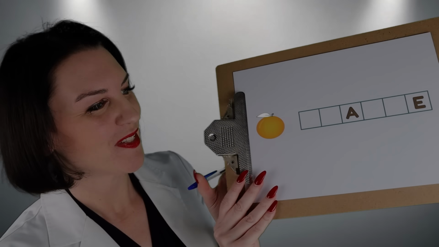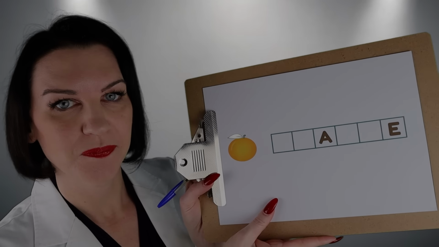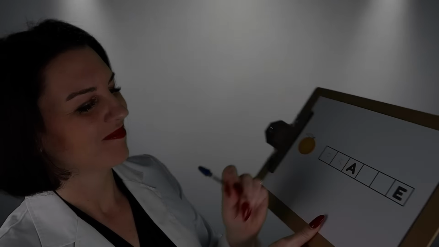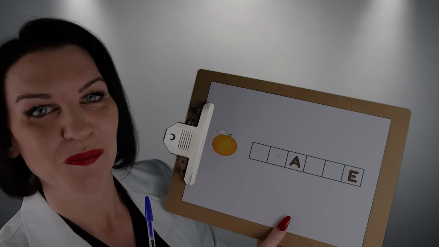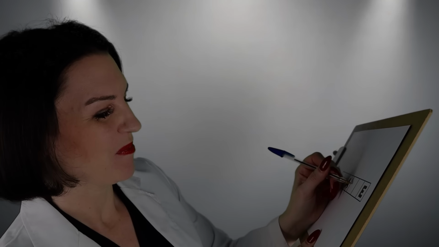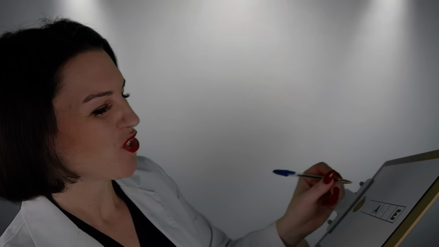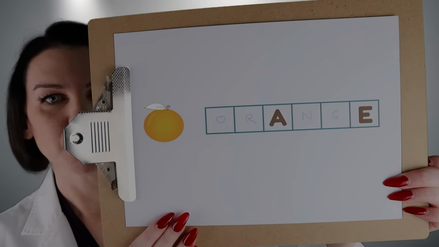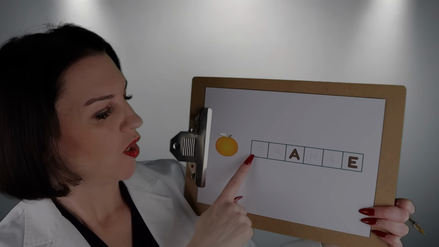Orange, quite right. So, which letters are missing? First one. O, good. Then R. Then the A is given to you. Next word, next letter, apologies. N. Next letter, G, quite right.